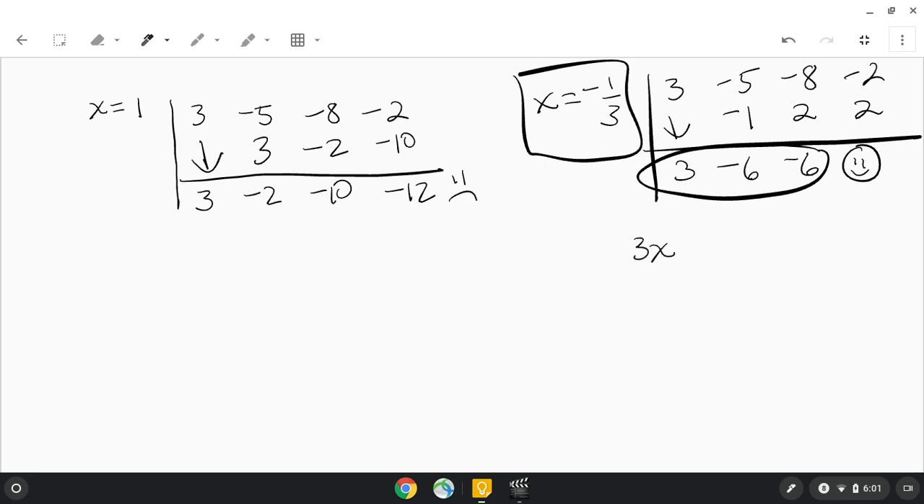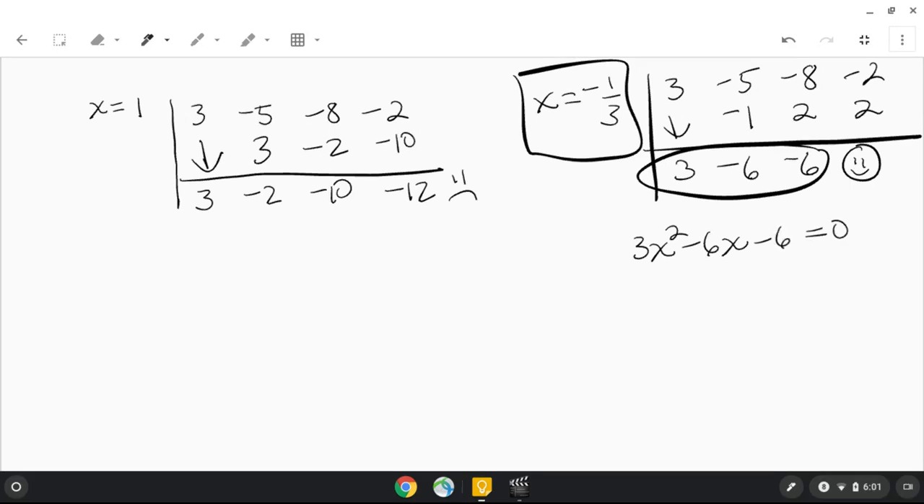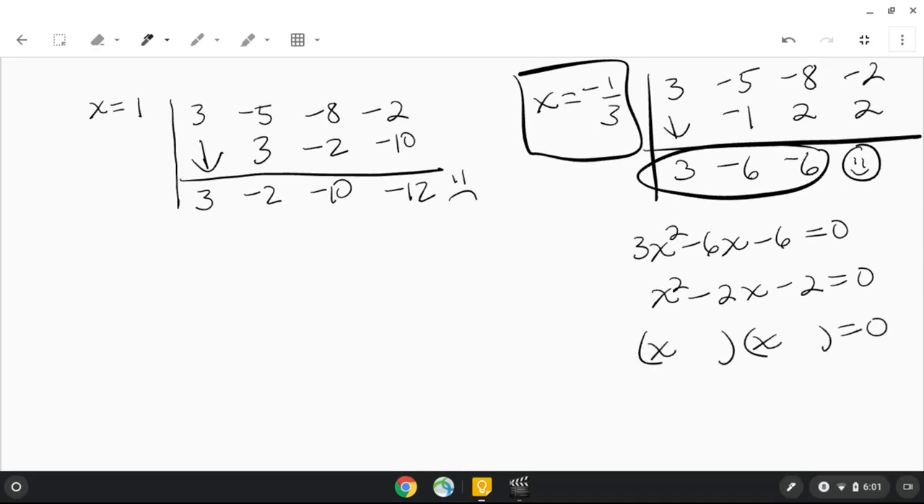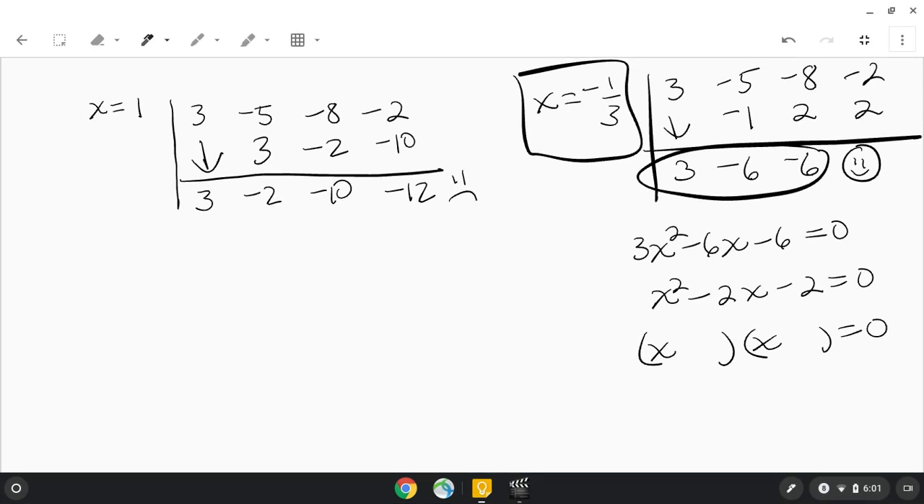Okay, so this is 3x squared minus 6x minus 6 equals 0. I notice they're all divisible by 3, so I'm going to go ahead and divide them all by 3. And does this factor? So we can try here, plus, minus, and 2 and 1. And no matter how I put the 2 and the 1, it's not going to work. Okay, so sadly, this is not factorable.